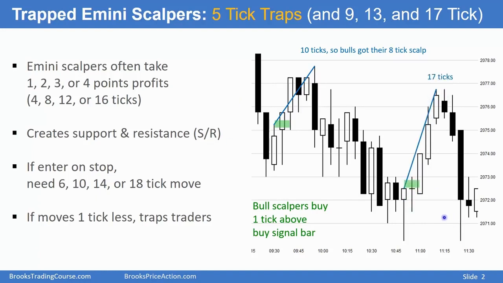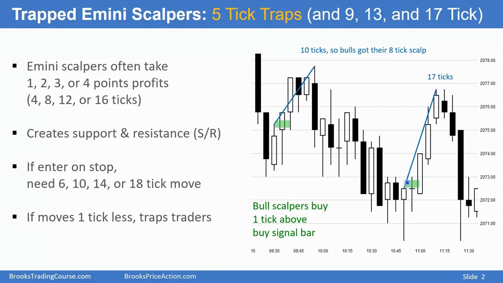On the other hand, let's say a bull looked at this and said, we have a wedge bottom, 1, 2, 3, or 1, 2, 3, a spike in channel bottom. We're probably going to get a swing up, maybe to the top of the bear channel. So the bull buys 1 tick above the high of this buy signal bar, looking for a swing up 4 points.